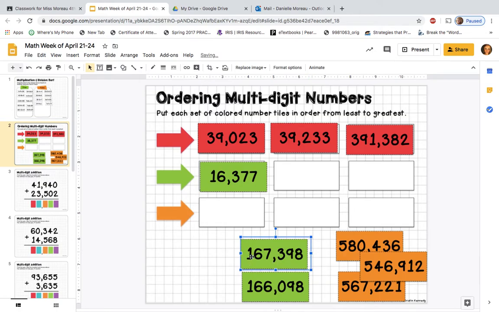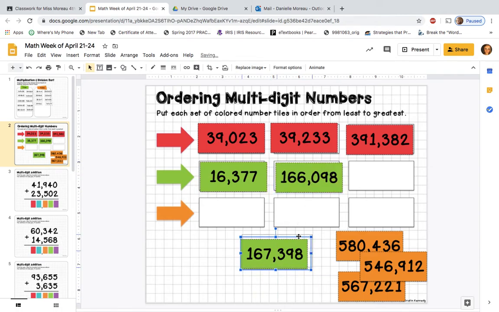So I have to start with the hundred thousands place. So I have a 1 and a 1. I have to keep going. A 6 and a 6. A 7 and a 6. 6 is smaller than 7, so this one will be next, and then this one will be the greatest.